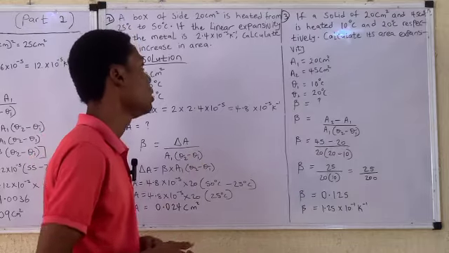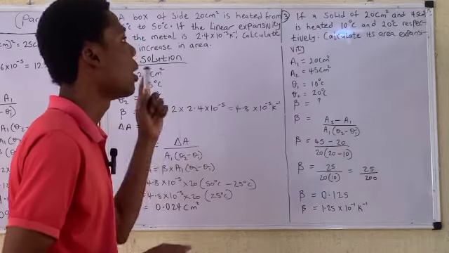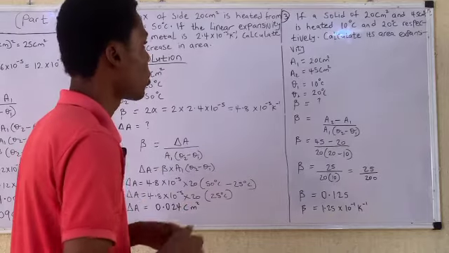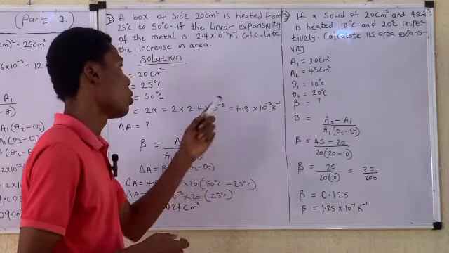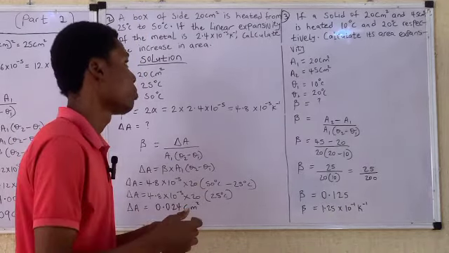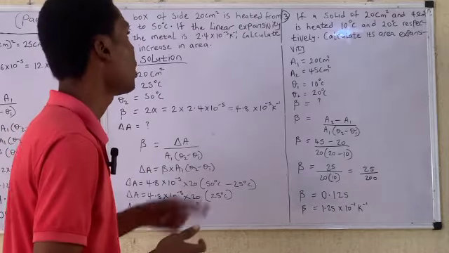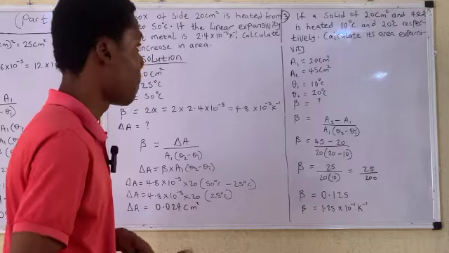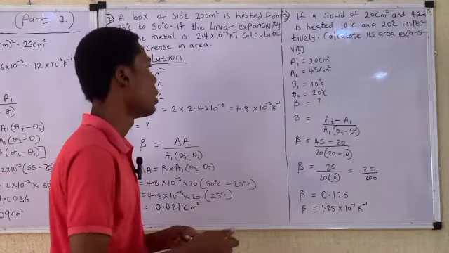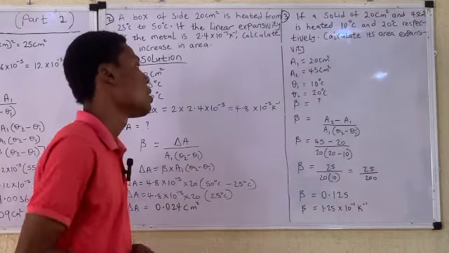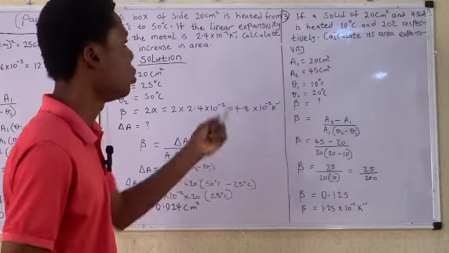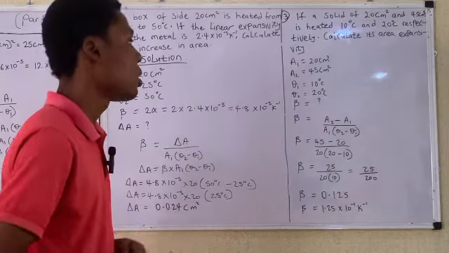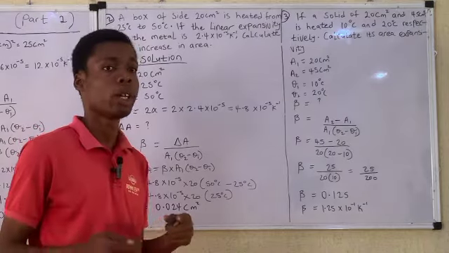They said if a solid of 20 centimeters, so we take our 20 centimeters to be our first area, and 45 centimeters square, we take our 45 centimeters square to be our second area. Then it's heated 10 degrees Celsius. We take our 10 degrees Celsius to be our first theta, and 20 degrees Celsius, we take our 20 degrees Celsius to be our second theta. Then they say we should calculate for area expansivity. So we know that our formula for area expansivity is A2 minus A1.